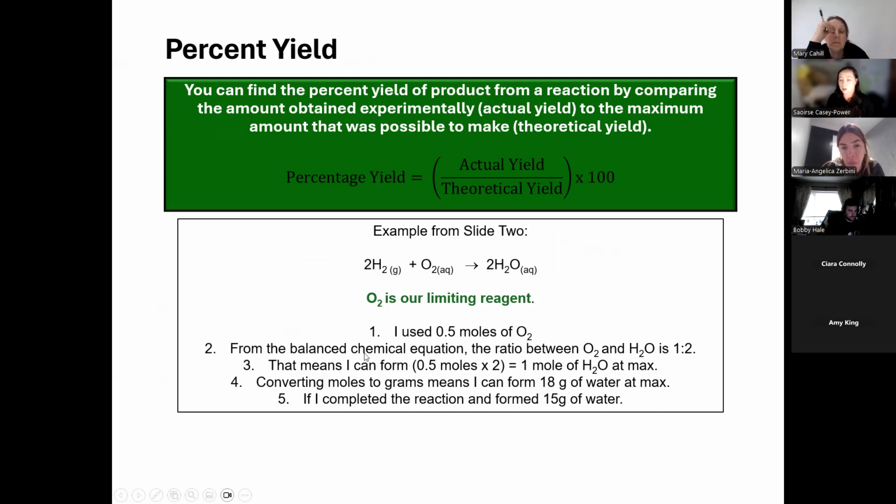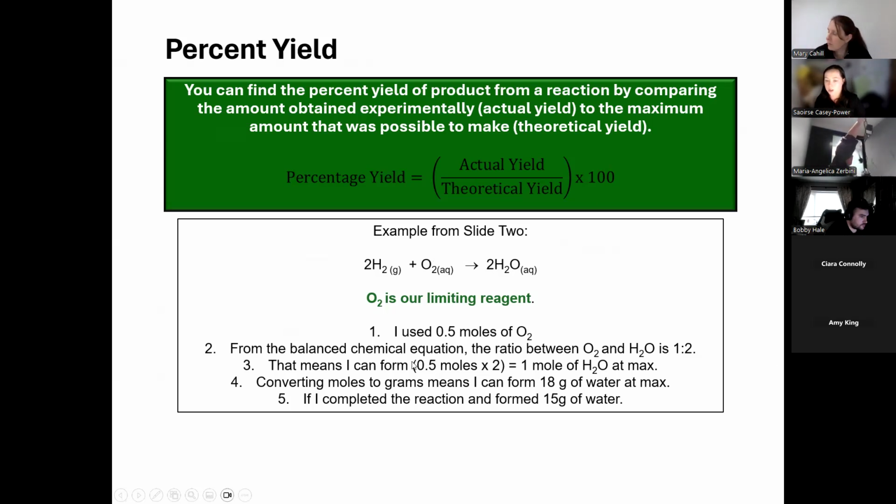From the balanced chemical equation, the ratio between oxygen and H2O is 1:2. So if I look at oxygen, that's my reactant that's going to determine how much water is made. Similar to what we've just had, if the reaction is 1:2 and I use 0.5 moles, I need to multiply 0.5 by 2 to get the most product that is going to form, and that's going to be 1 mole of water.